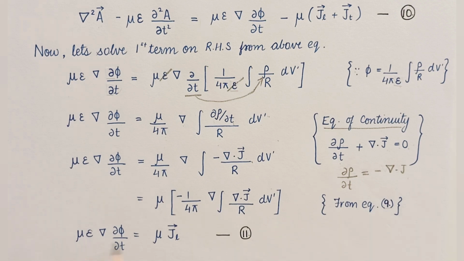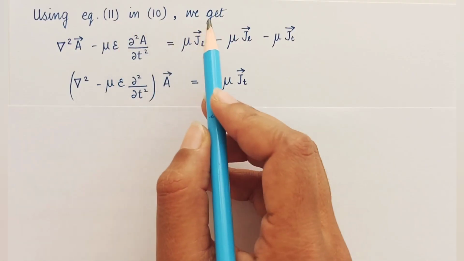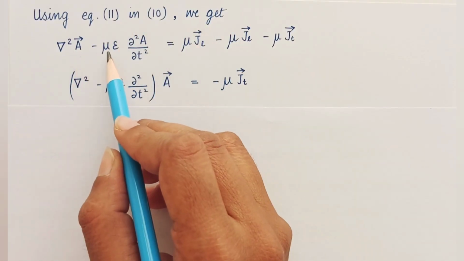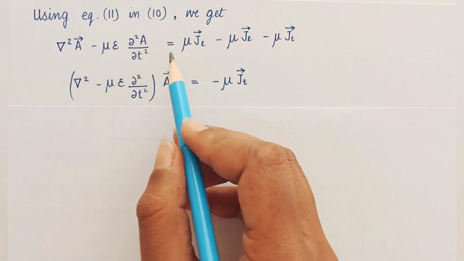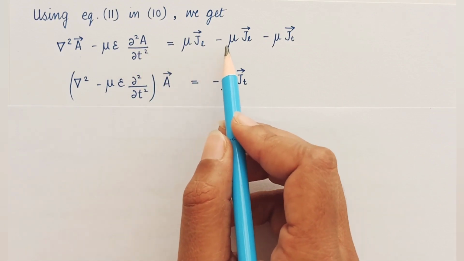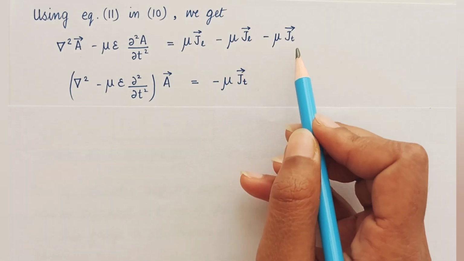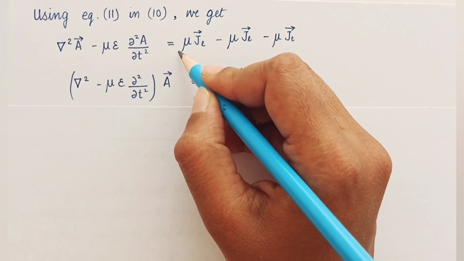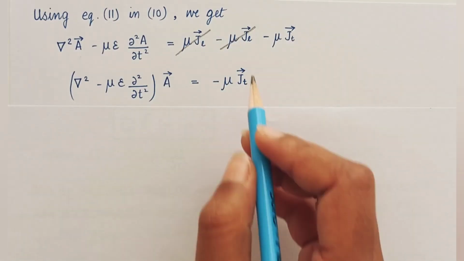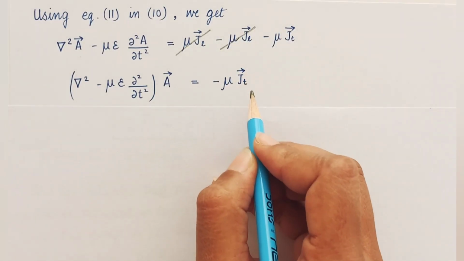So now it's time to put this 11th equation in the 10th equation. Using the 11th and 10th, we get del square A minus mu epsilon curly square A upon curly T square is equal to mu JL minus mu JL minus mu JT. As you can see, these both are the same with opposite sign, so we can cancel them out and we are only left with minus mu JT.